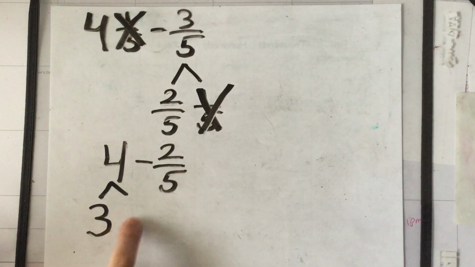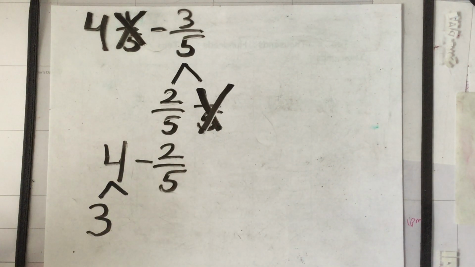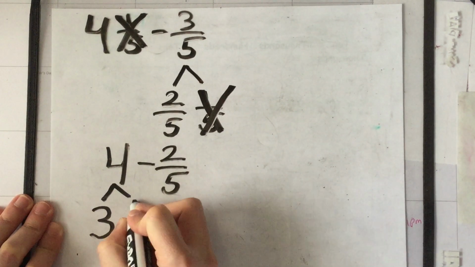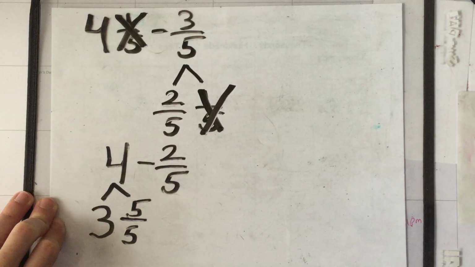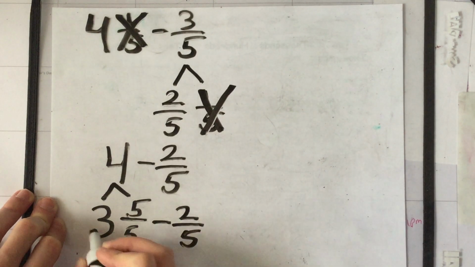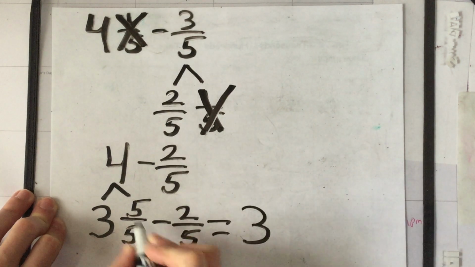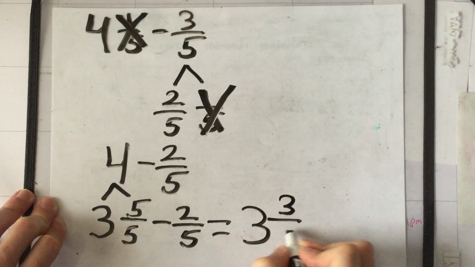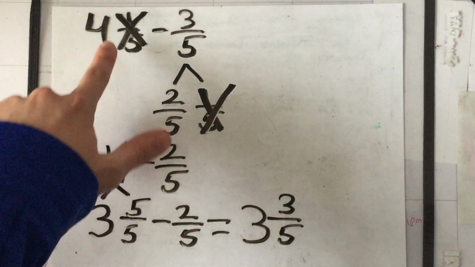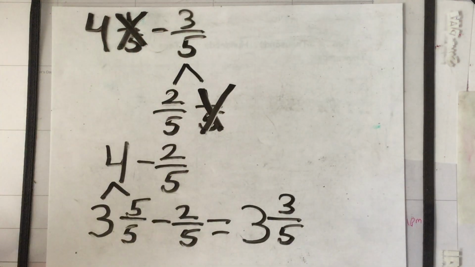But instead of writing a 1 here, I'm going to write that 1 whole as a fraction. Since my unit is 5, that means my 1 whole is 5/5. Now I can subtract. My whole number gets carried across. 5 minus 2 is 3. So there is my answer: 4 1/5 minus 3/5 equals 3 3/5.